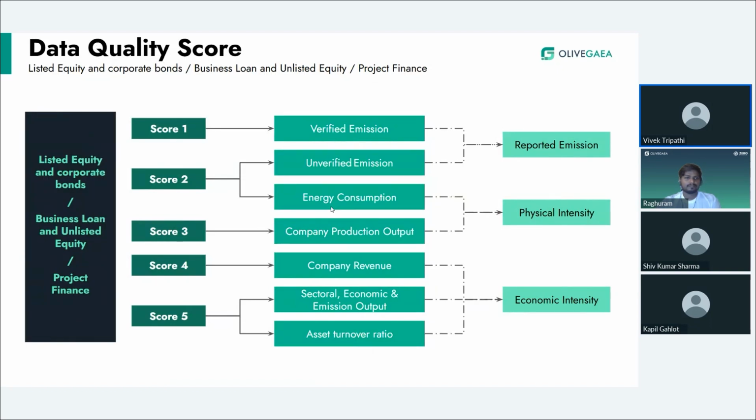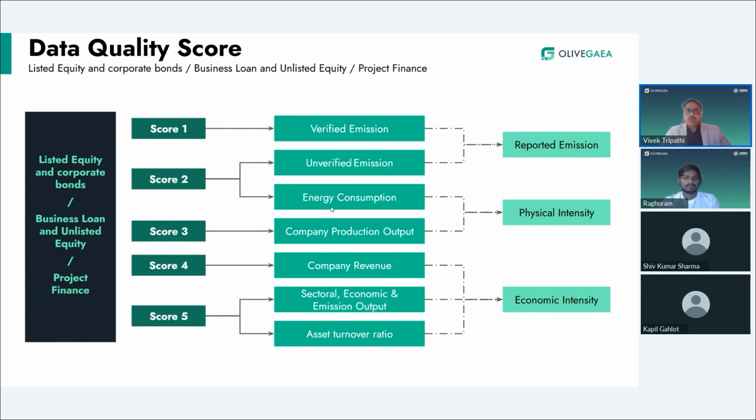Yeah, so I will not go into each and every asset class here, but as you can see, PCAF has come up with various different data scores for different asset types. This particular slide talks about every investment which is into listed equity, corporate bonds, business loans, or project finance. The data score would vary. As long as your investee provides verified emission data and your financed emission is based on that data, your score would be data score 1.